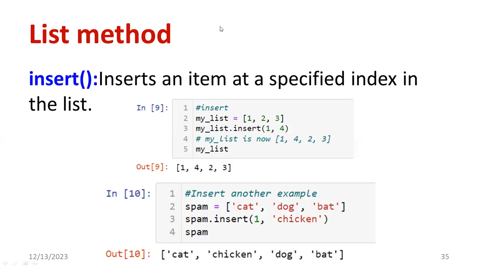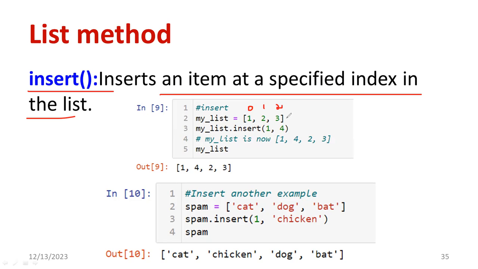Moving ahead, insert. What is the meaning of insert? Insert an item at a specified index in the list. You know index; index indicates the position. Look at the position of 1: it is 0. The position of 2 is 1. The position of 3 is 2. That is called indexing.